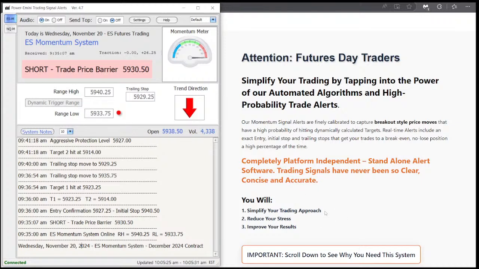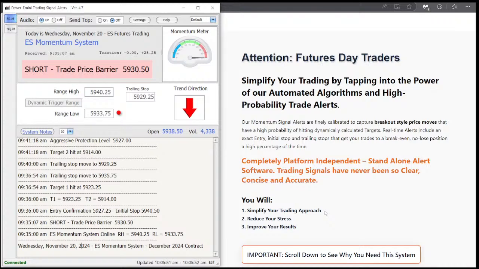Simple to use. Basically, the only thing it's not going to do for you is take the trades, which is good because it takes a little time to understand all the nuances of the system, and we didn't want to make it an auto trader. So you can set up an ATM strategy and follow along.